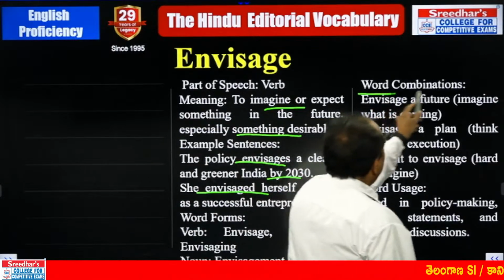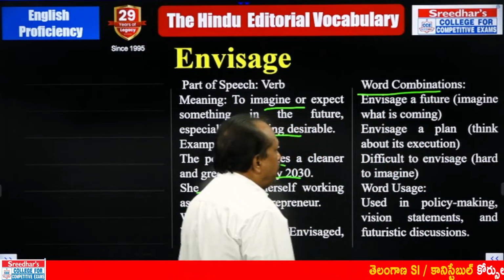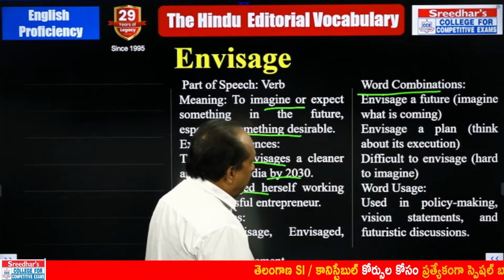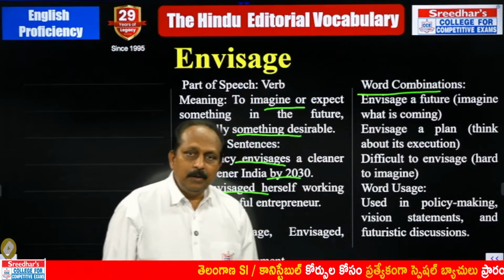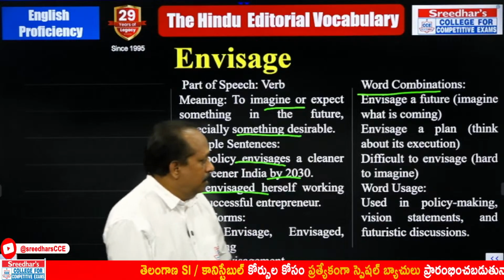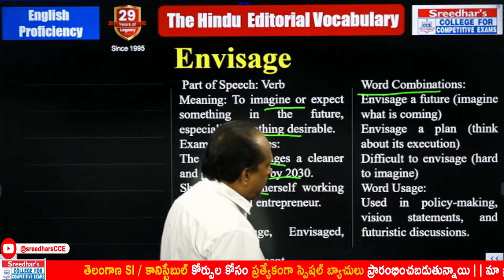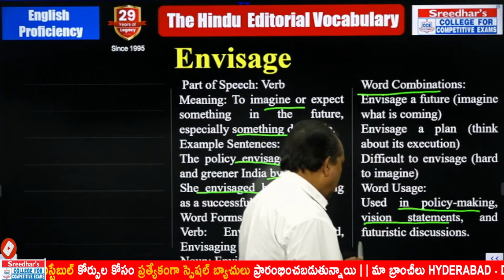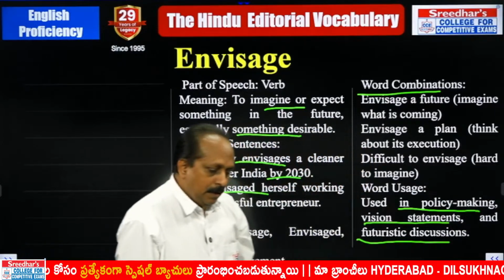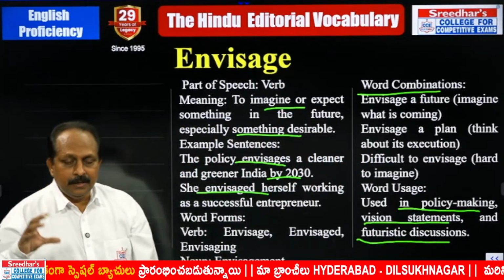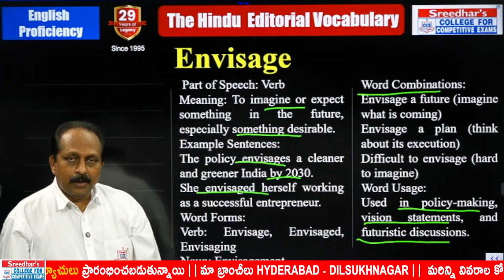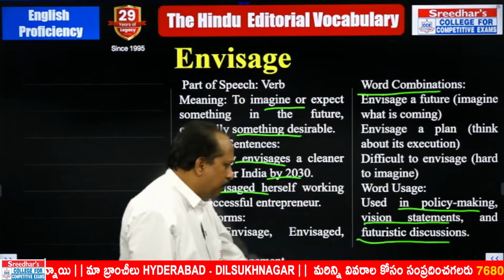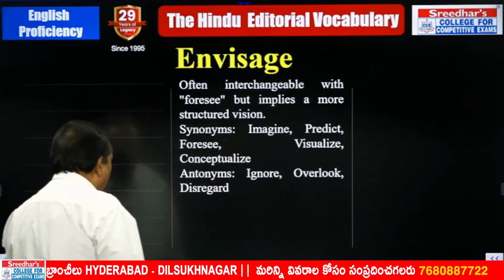What are the word combinations? Envisage a future, imagine what is coming, envisage a plan, difficult to envisage, hard to imagine, difficult to visualize. And word usage: used in policy making, as I said, vision statements and futuristic discussions. It goes with vision, vision of a particular person, a particular government, a particular individual also, or company for that matter. And it's not over, mind you.